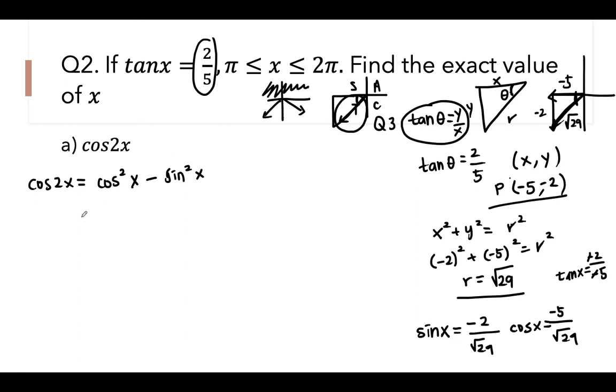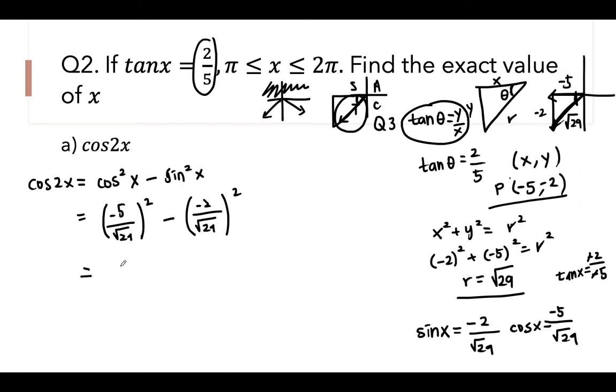Okay, so now let's plug in the information. So cosine squared x, so cosine is going to be negative 5 over square root 29, squared, minus sine, which is negative 2 over square root 29, squared. Okay, so all I'm doing is evaluating each term using the right angle triangle, because it's asking for exact value. So let's evaluate it.